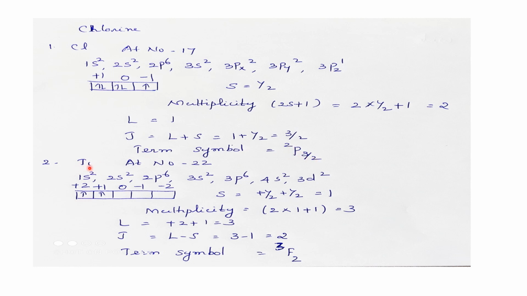Next is titanium. In the case of titanium, the atomic number is 22 and the 3d subshell contains 2 electrons that can be represented as shown. Therefore S is half plus half, that is 1. Multiplicity 2S plus 1 is 2 into 1 plus 1, 3. L equal to plus 2 plus 1, that is 3. Since it is less than half filled, J equal to L minus S, that is 3 minus 1 equal to 2. Term symbol is 3F2.